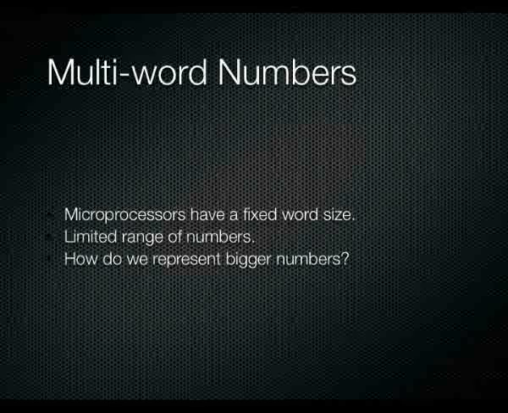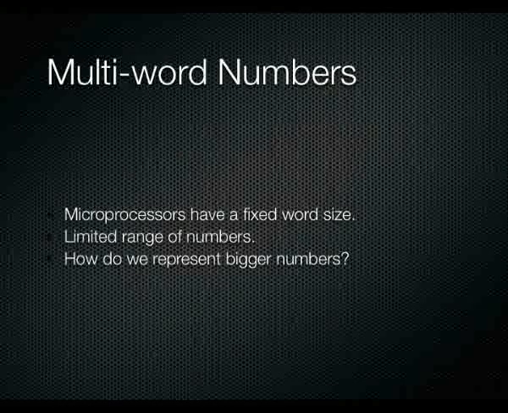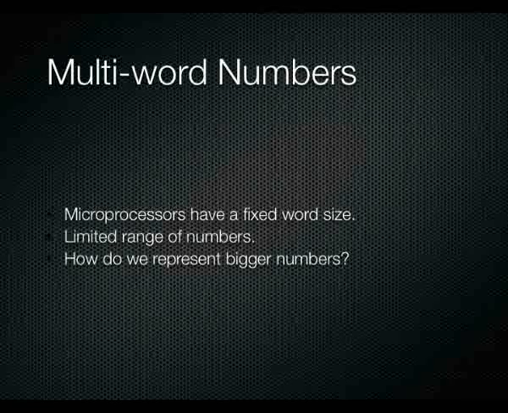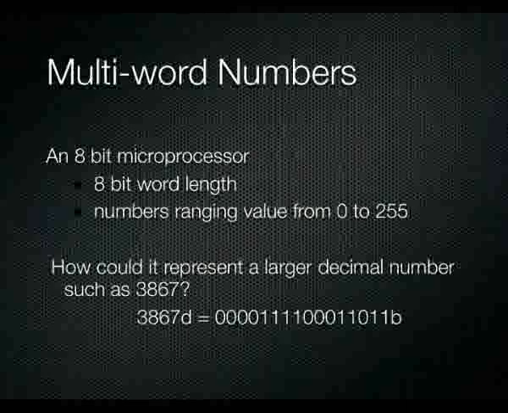Microprocessors generally have a fixed word size. They're either 8-bit, 16-bit or 32-bit processors, and that generally defines the internal bus, which also impacts the internal register sizes that we have in our processor. So we have a limited range of numbers that we can represent with these registers. So how do we represent bigger numbers? Well, that's where we use multi-word numbers.